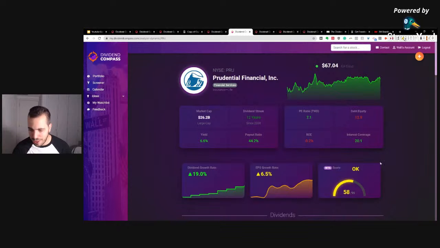Don't look too closely, by the way, at the score here. This is still a beta function of Dividend Compass. I still need to refine the algorithm, but this is basically going to give you an idea of everything that I've covered, all the requirements, everything into one number. So it's going to be pretty cool, I think.